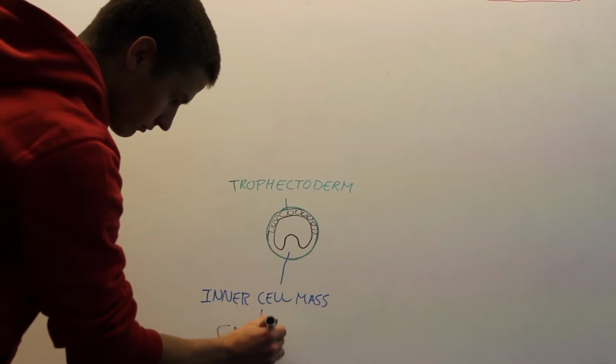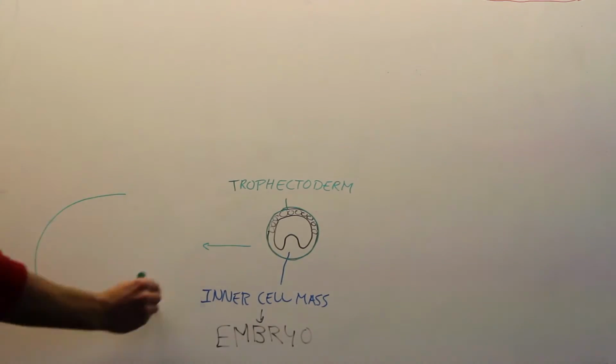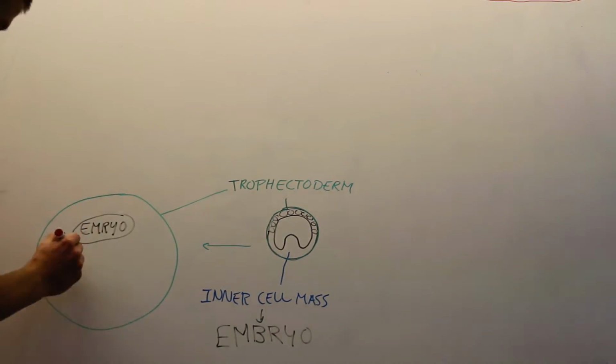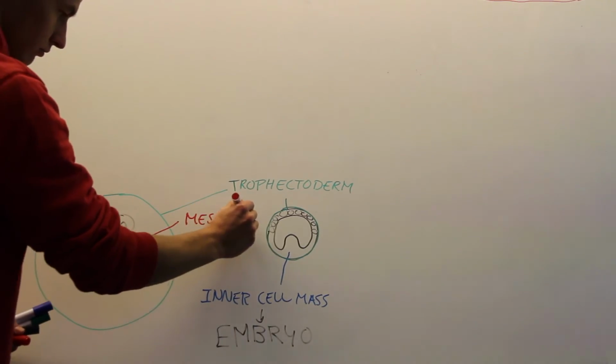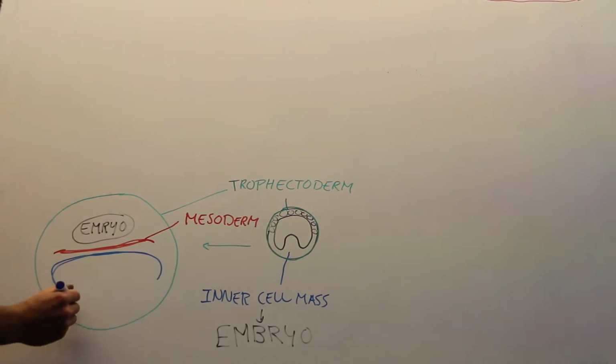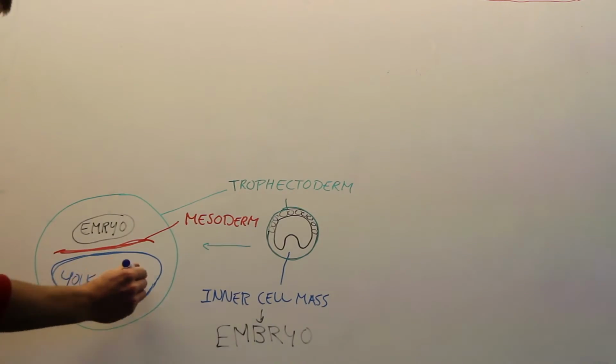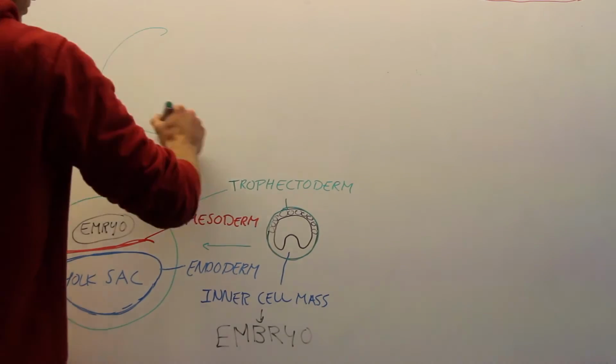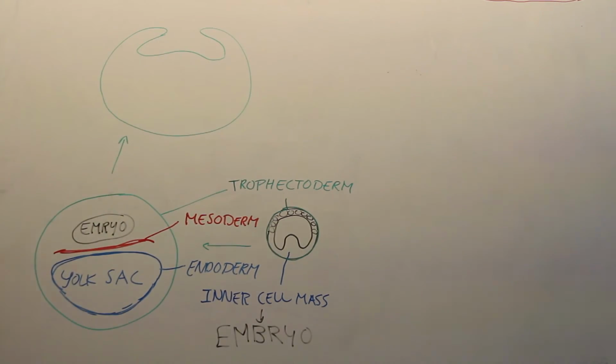Trophectoderm or trophoblast forms the outer layer of the conceptus, and the inner cell mass develops into the embryo proper. A layer of cells develops beneath the inner cell mass and forms a lining on the inside of the trophectoderm. This lining is the primitive endoderm. At the same time, the mesoderm begins to develop between the primitive endoderm and the embryo.